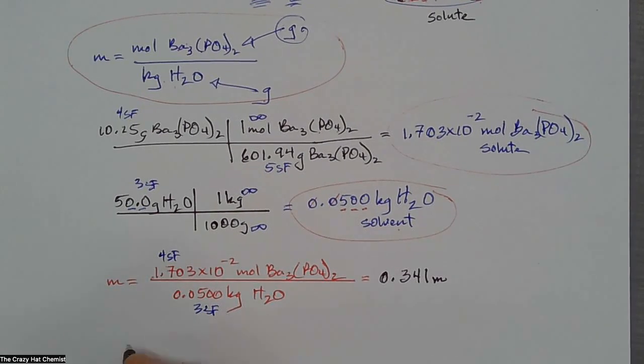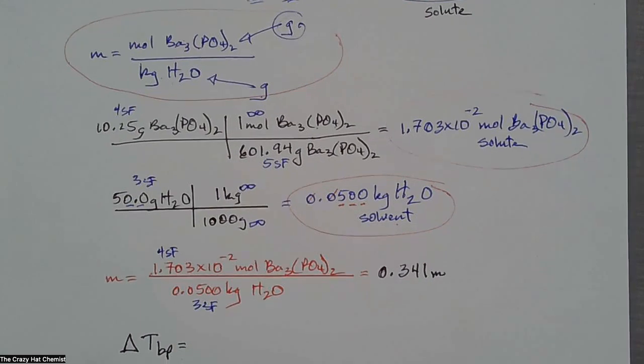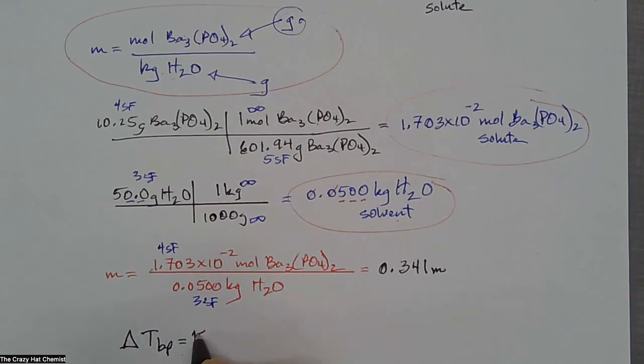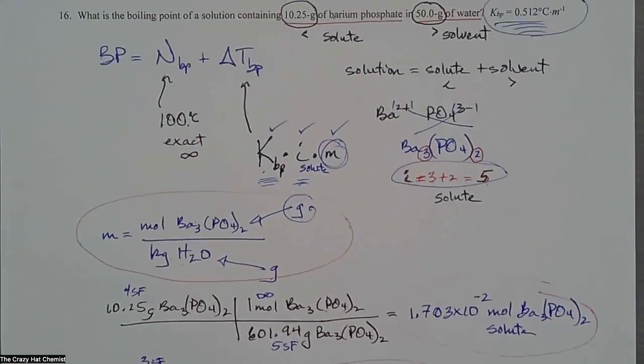All right, so now we have all the parts that we need. Now we're going to solve for the change in temperature of the boiling point. That is going to equal the constant for the boiling point times the Van 't Hoff factor for the solute times the molality. So let's plug in all those values here at the very top of this sheet of paper, and I'll slide this down so that you can see this.